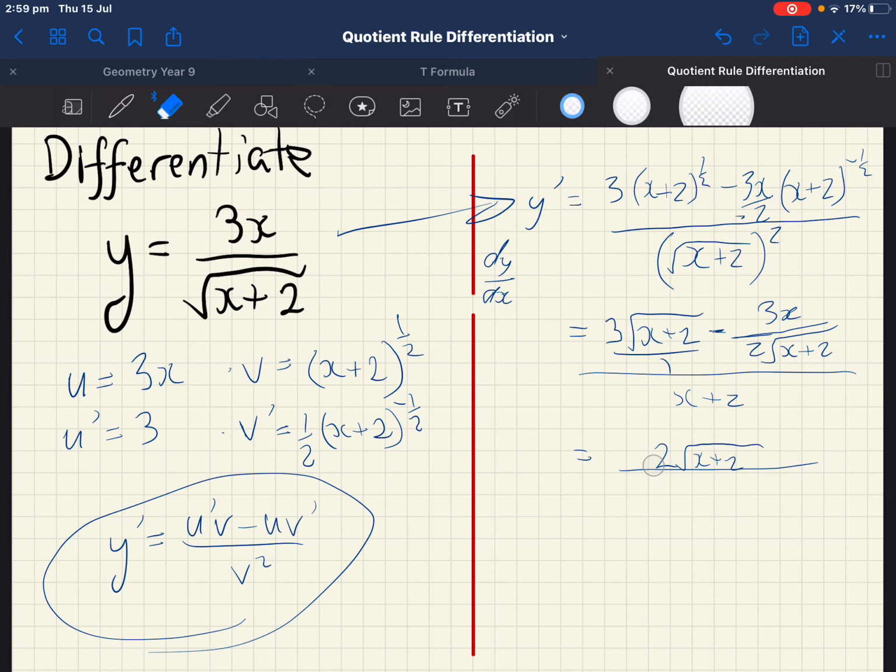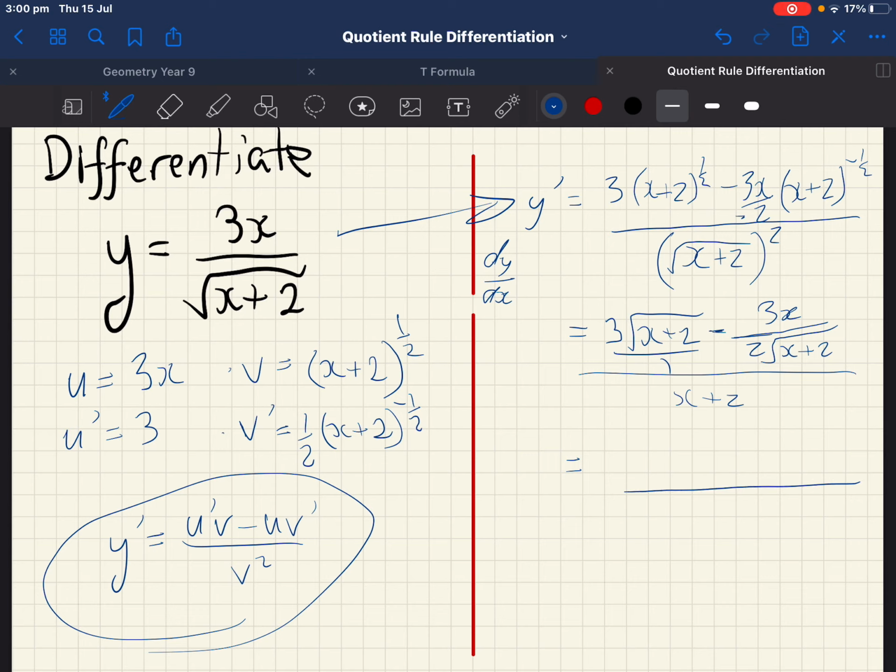I'm going to give myself a bit more room here, to be honest. Okay, so here is our big fraction. Okay, now I'm going to simplify the top by combining these into one fraction.